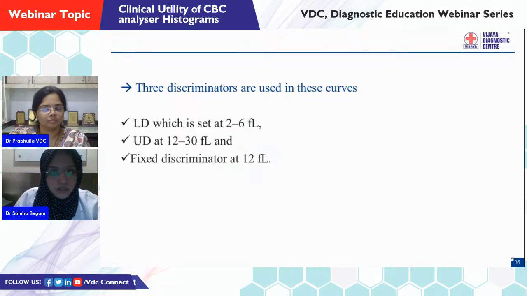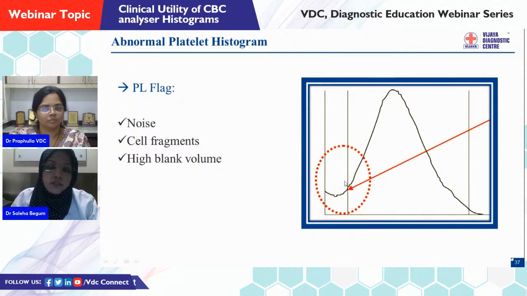So same, three discriminators, and here you can see this abnormal platelet graph not starting at the baseline. It means that the lower discriminator here is set at 2 to 6 femtoliters, right? So there is something lesser than 2 to 6 femtoliters which is creating this abnormality in the graph. But as we know, in the patient blood there is nothing less than a platelet size. Platelet itself is very small. So this could be any artifact such as noise, cell fragments, or high blank volume in the machine.